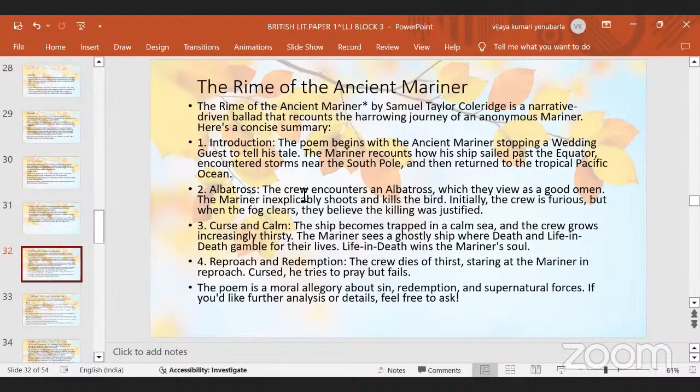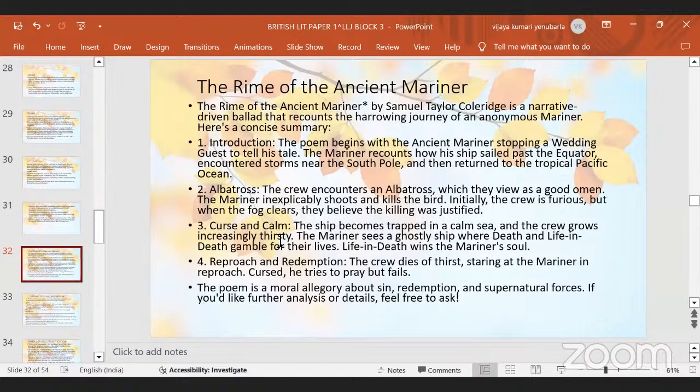The crew encounters an albatross, which they view as a good omen. So now they are going. The poem is about a voyage. So now they see the albatross. This ancient mariner kills the albatross without any reason. So nobody knows why he suddenly kills the bird.